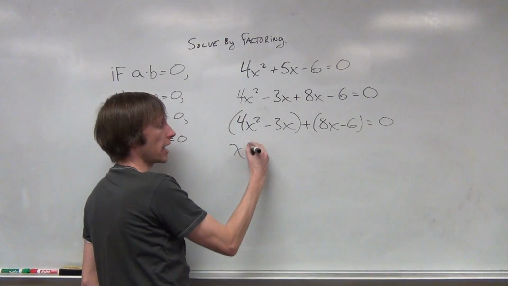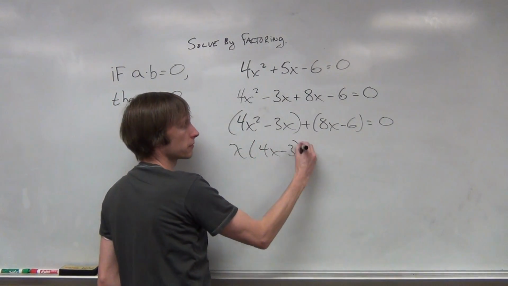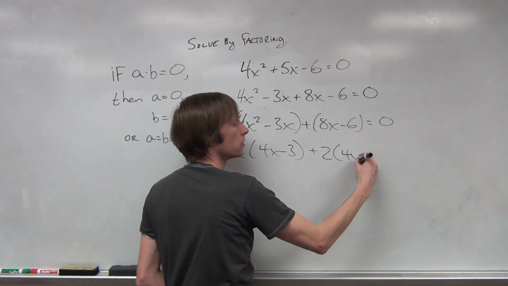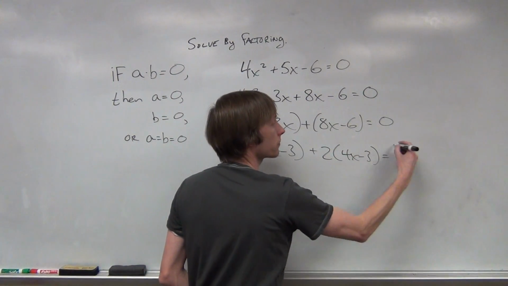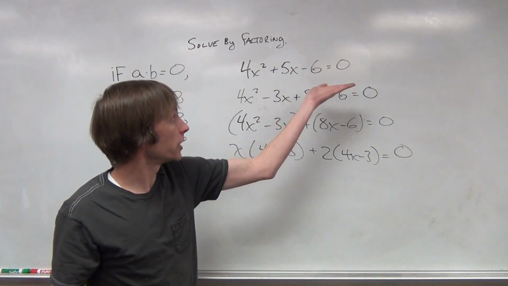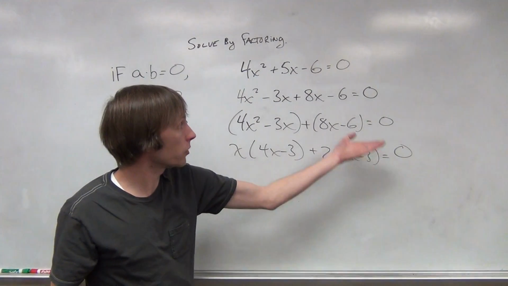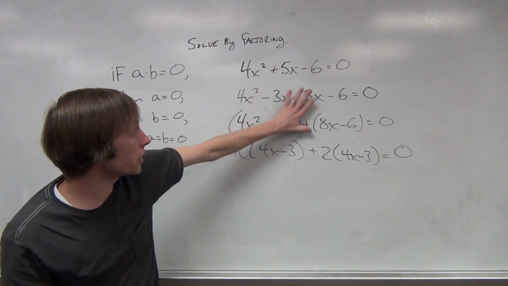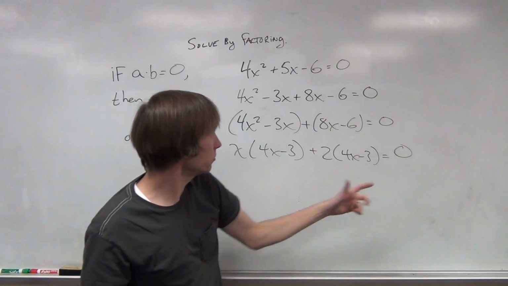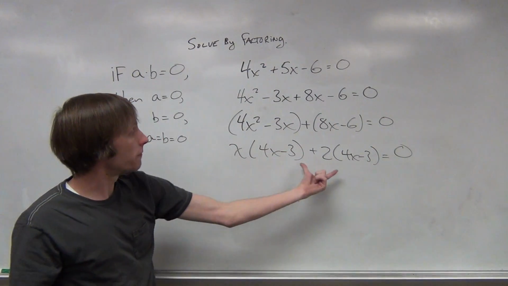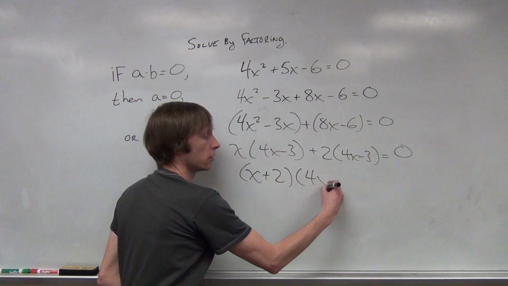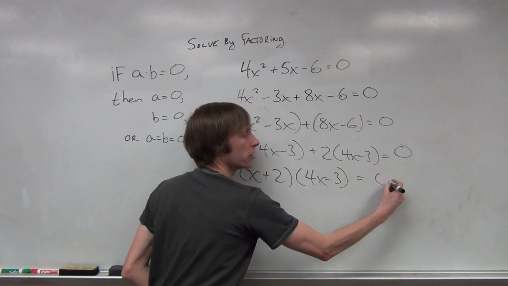GCF here is just an x. GCF here is a 2. Again, this is still an equation, so this equation is equivalent to this one and that one, etc. So these are all equivalent expressions to itself, and all of these expressions are equal to 0. We will now factor this in its final form here. We'll put x plus 2 times 4x minus 3 equals 0.